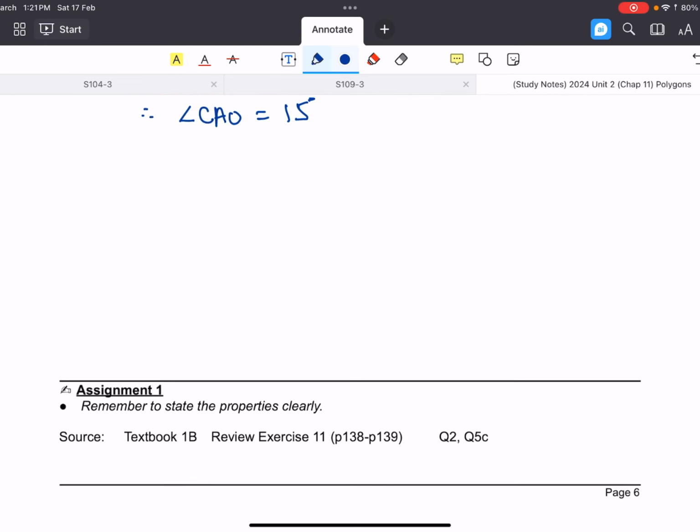That ends lesson one. So assignment one, you can try. Now, about the assignments in this chapter, all of them come from review exercise 11. I'm fine if you do assignment 1, assignment 2, and assignment 3 all together as one package and submit them all to me together, because they're all from the same review exercise. All right, so that ends part 1.